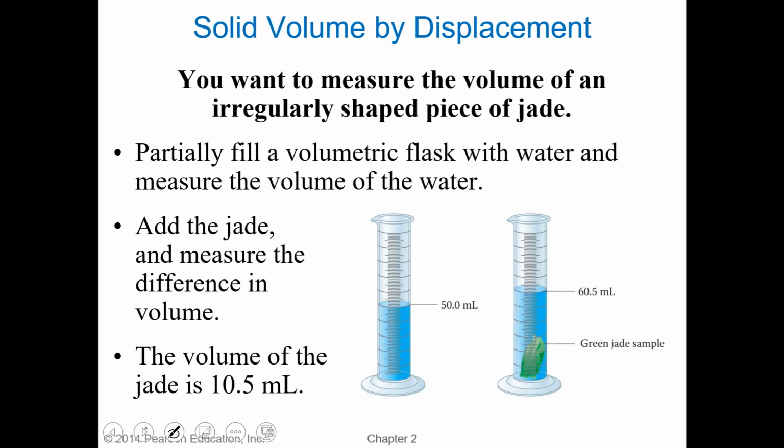So here's the example. Here we have 50 milliliters in a graduated cylinder, and we have some piece of jade. Jade is just a stone. We put it into the graduated cylinder, and you can see the new volume is 60.5 milliliters. So that means the volume of the jade is equal to the 60.5 milliliters minus the 50 initial milliliters, because the amount of water that the object displaces is equal to its volume.